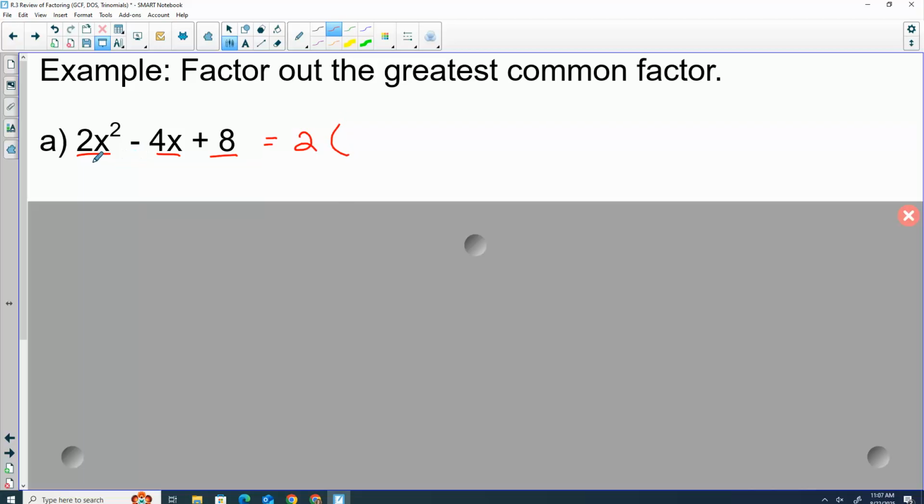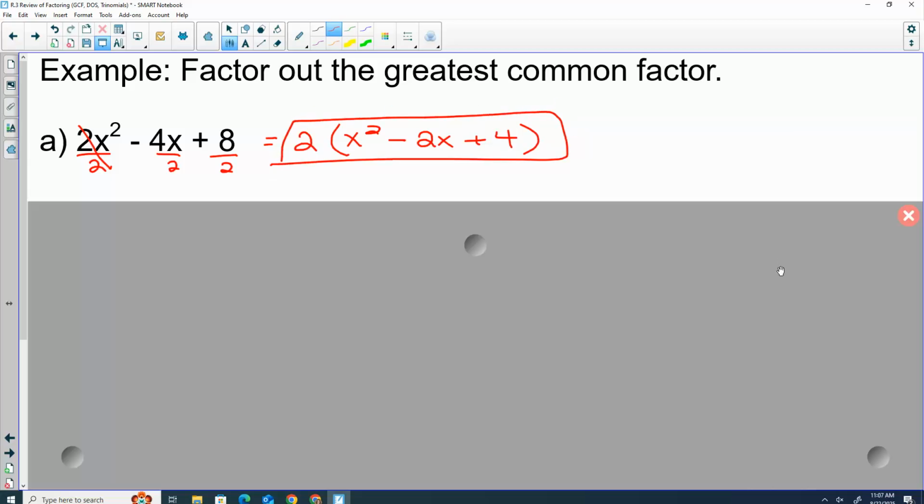When you're factoring it out, that means it's like dividing. So it's kind of saying if I divided each of those by 2, what would I get? So that first term, you just have x squared. Minus 4x, if you take out a 2, so 4 divided by 2 is 2x. Plus 8 divided by 2 is 4.